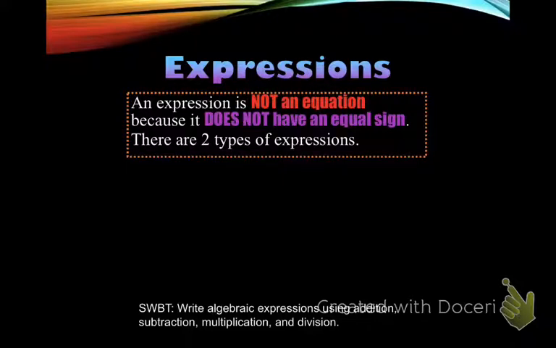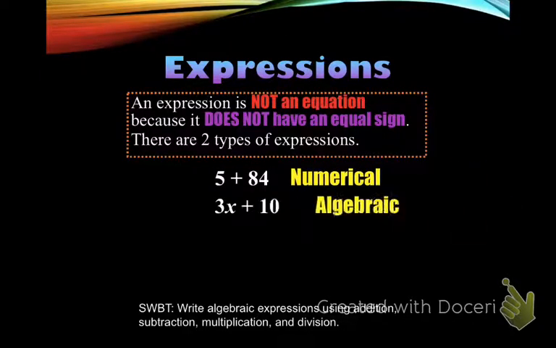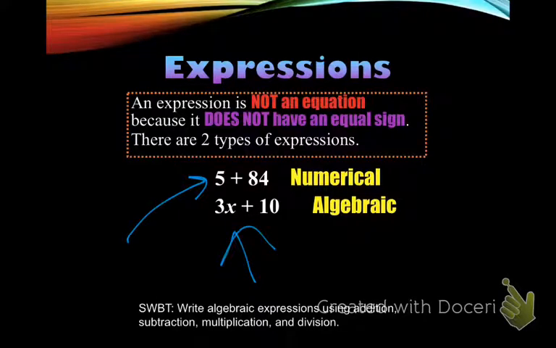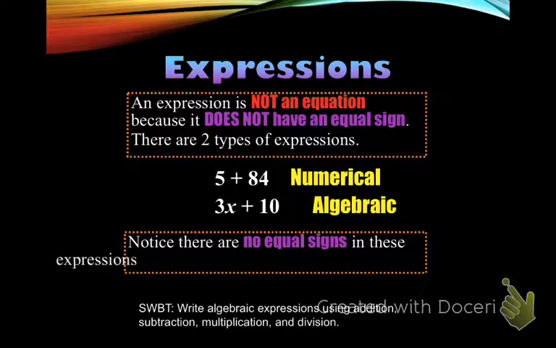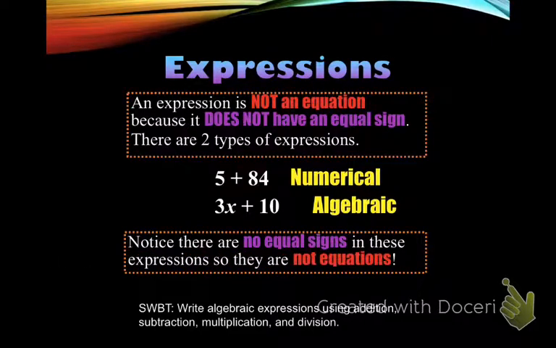Okay, there's two types of expressions. There is a numerical expression and an algebraic expression. If you see the difference, the numerical expression only has numbers. All right, you can see that. I'm going to just highlight it right here. Okay, it only has numbers. An algebraic one has numbers, operations, and symbols, or variables. Okay, notice it has the x. That's a variable. Okay, numerical only has the operation sign and numbers. That's all it is. Plain and simple. Let's move on. Notice once again, there's no equal signs in these expressions. That's why they're not an equation.